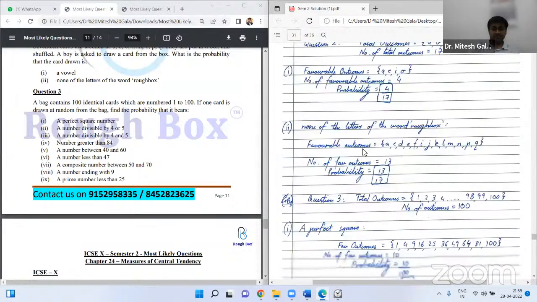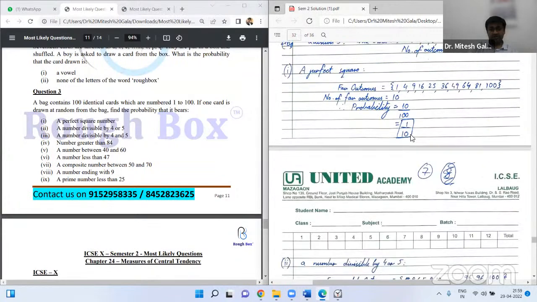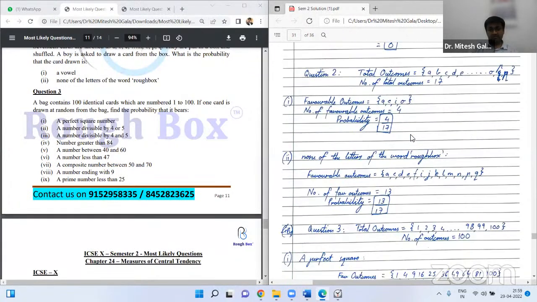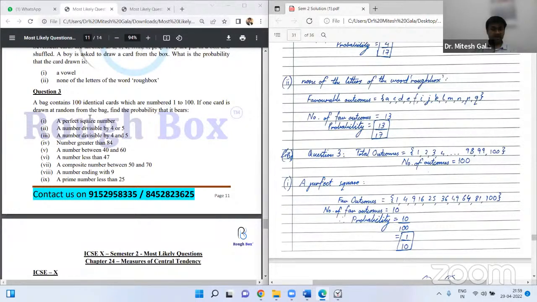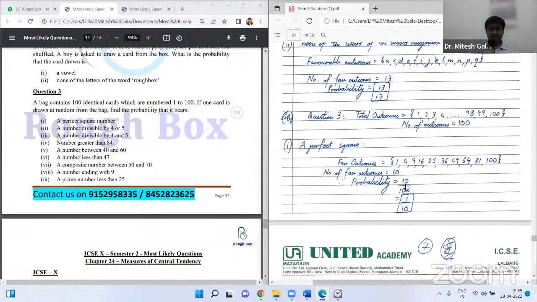Chalo, let's check what the answers are. So they say numbers 1 to 100, so your sample space is 100. A perfect square: there are 10 perfect squares listed here. So 10 by 100, 1 by 10.